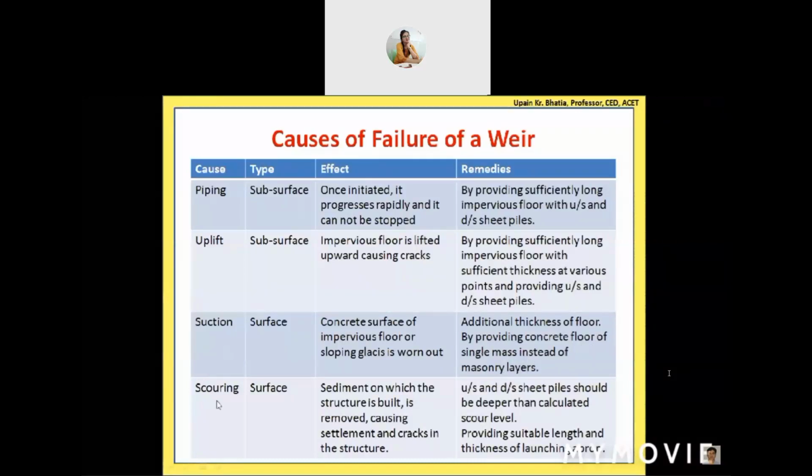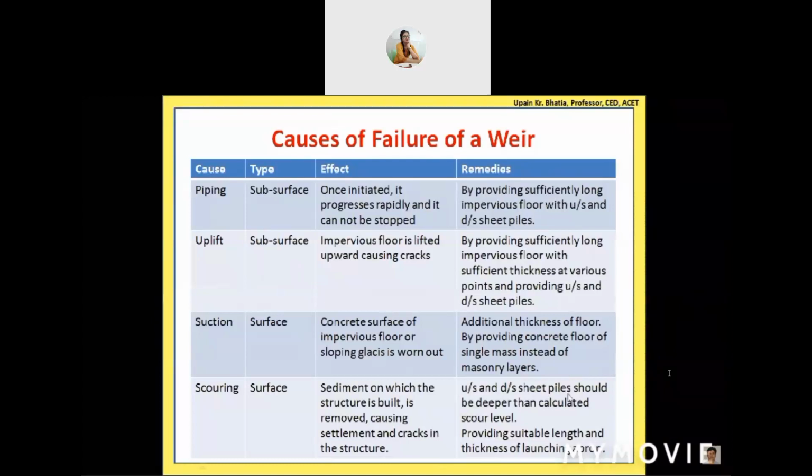The last one is scouring, and we know what scouring is. The sediment on which the structure is built is removed because of this scouring. And what is the effect? It causes settlement and cracks in the structures. You can very well understand that if the subsoil is not there, or has gone deeper, the structure cannot stand in air. It will settle down further, and the settling will be different in different portions of the structure. So cracks may appear due to differential settlement, and that will cause the complete failure of the structure.